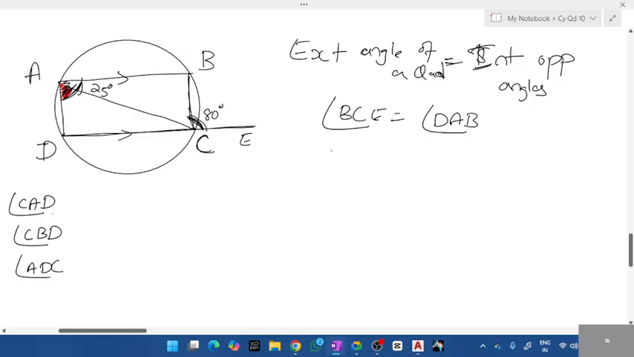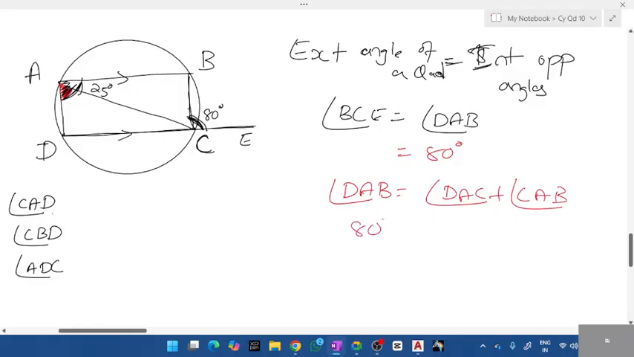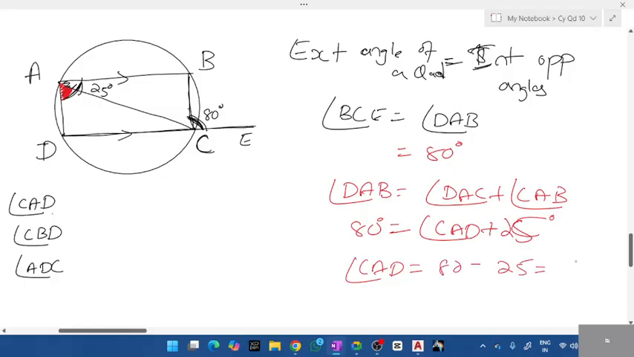Now angle BC is 80 degrees. Entire angle DAB, DAB is made of how many angles? DAB is equal to DAC plus CAB. So 80 degrees is equal to CAD plus 25 degrees. What's the value of CAD? This is how you are supposed to do, students. 80 minus 25, 55 degrees.